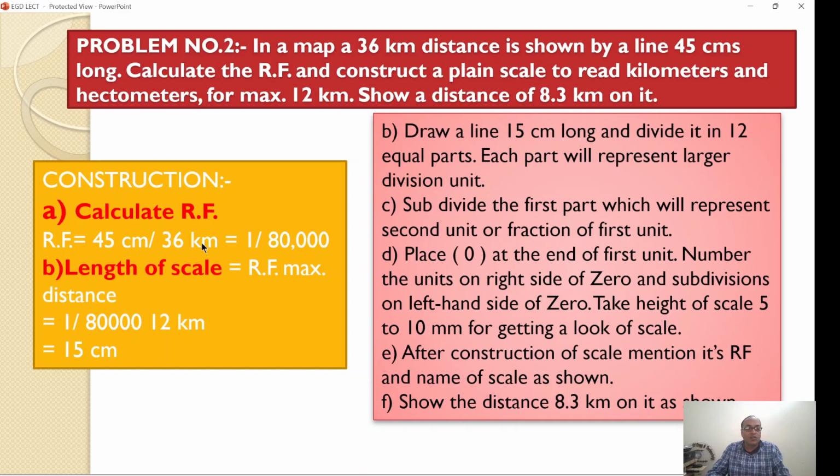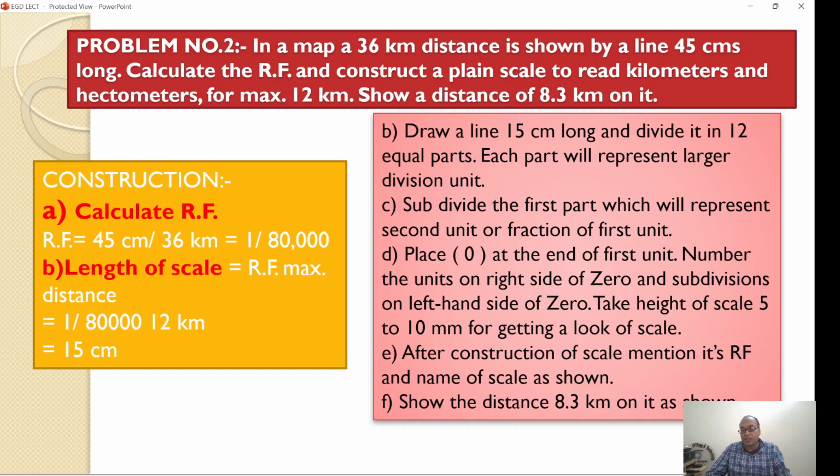How to convert kilometer into centimeter? We know that in 1 kilometer there is 1000 meter and in 1 meter there is 100 centimeters. So you have to multiply the 36 by 10 raised to power 5 to convert kilometer into centimeter. After that, the length of the scale is RF multiplied by the maximum distance. So 1 by 80,000 multiplied by 12 kilometer, the maximum distance given in the problem, gives the length of the scale as 15 centimeter.